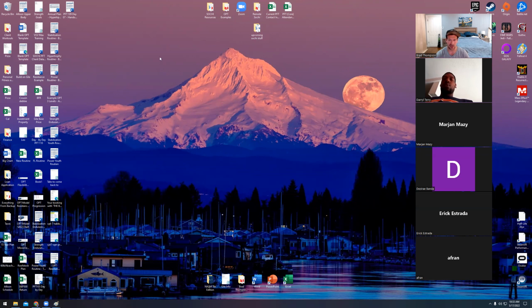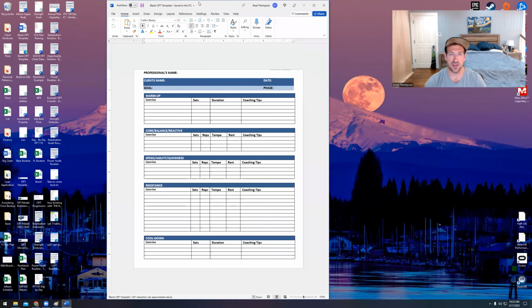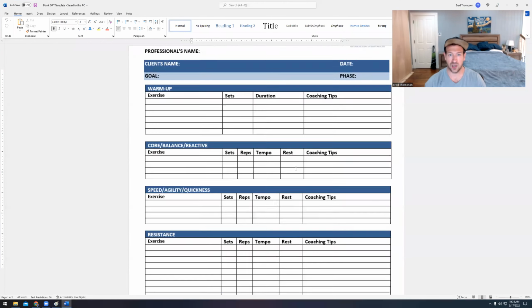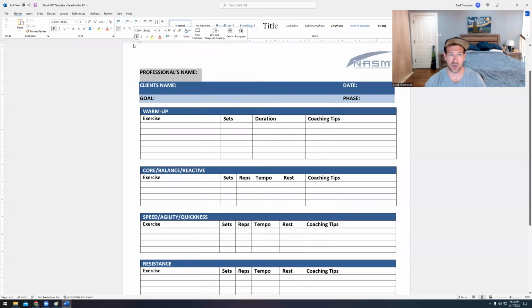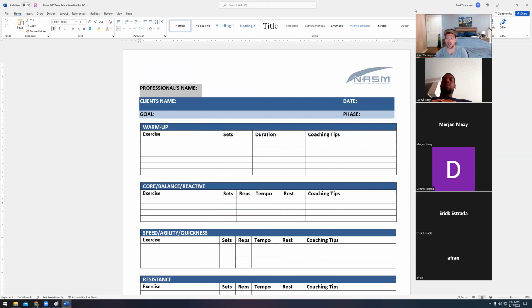Where's my blank? There it is. So here's our OPT template, right? Now, for the record, all this posture stuff, it sounds like a lot of work. It sounds like it's going to take an hour to work on all this. But I want to show you guys how quick this can actually happen, right? So we're going to look at the first one here.